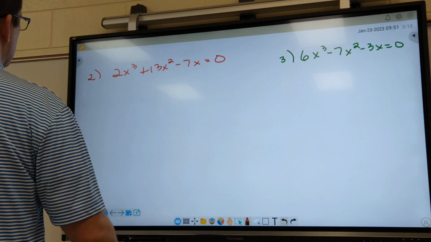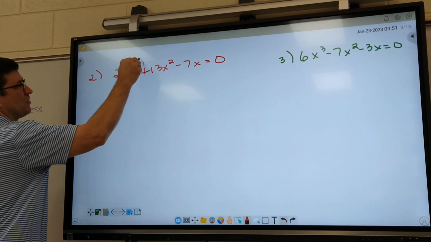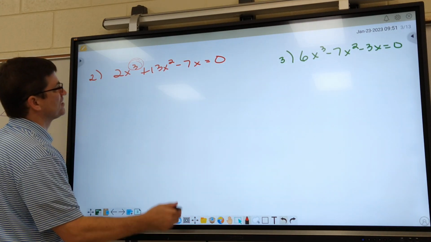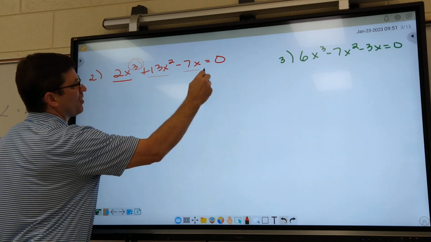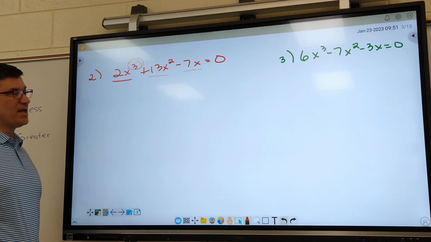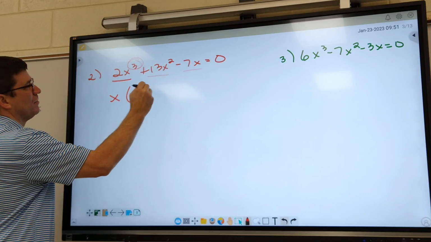All right, so let's start over on this one. We got to find 3 answers on this problem. Now, what's unique about this one? What do you do when every number has an x? Take an x out. So y'all have to do this step.